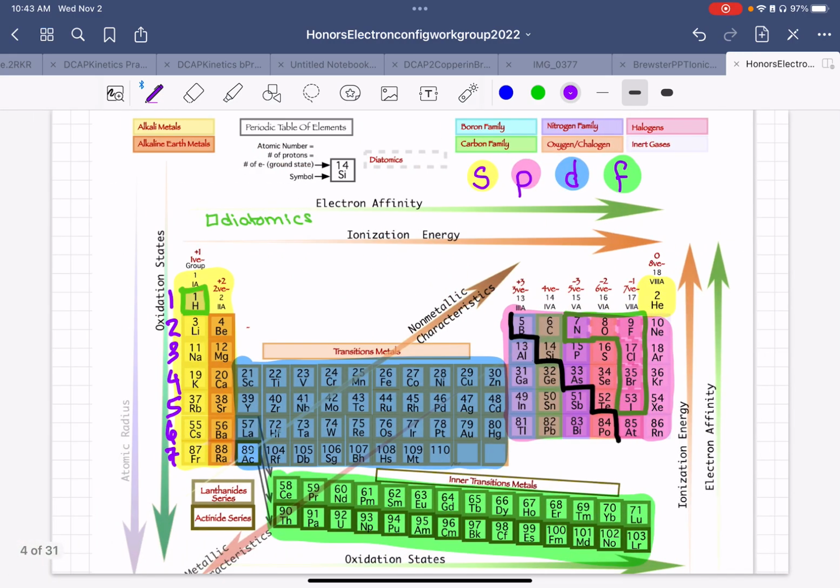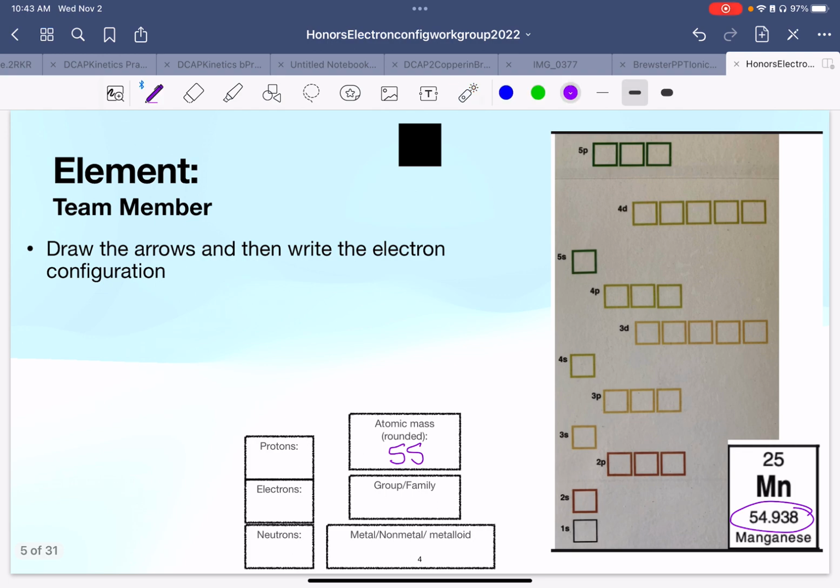Group family, I'm going to go find manganese. Manganese is right here on the periodic table. So that's transition metals. And the name gives it away. It's a metal because it is to the left of the stair-step line. Protons, there's my atomic number. That's 25. Electrons are also 25. I take the difference between 25 and 55, and I'm going to get 30.